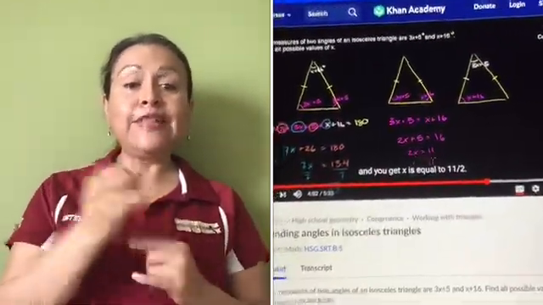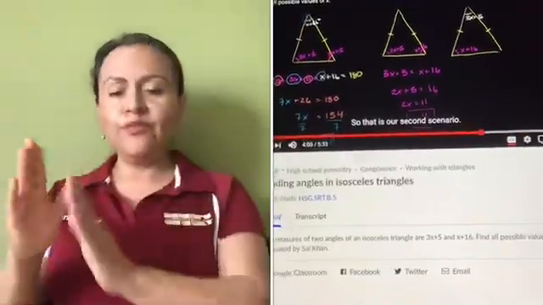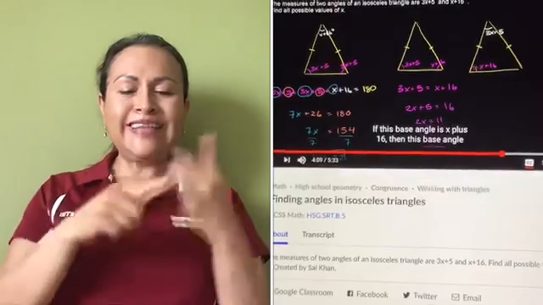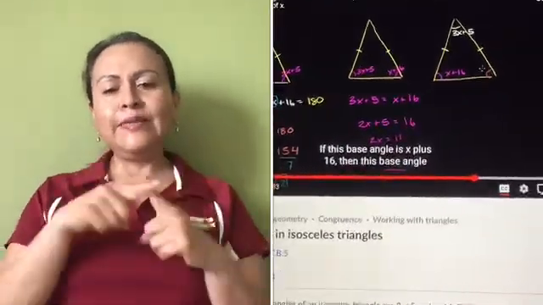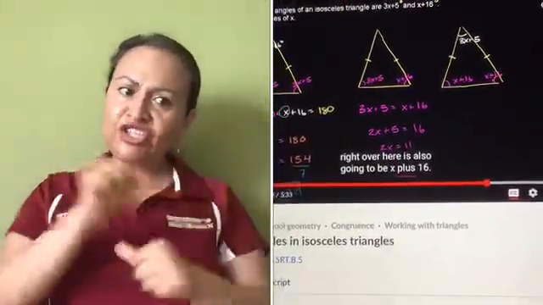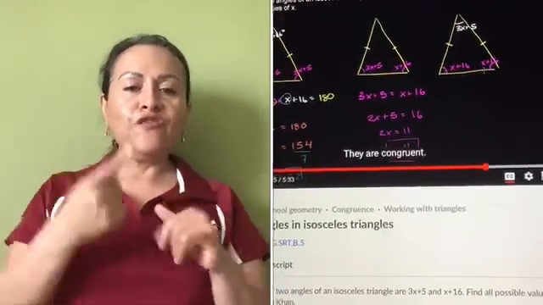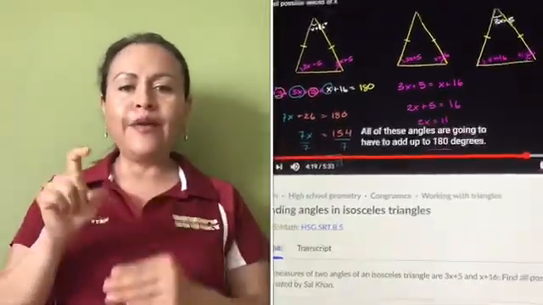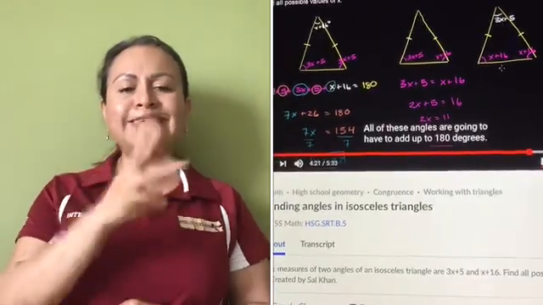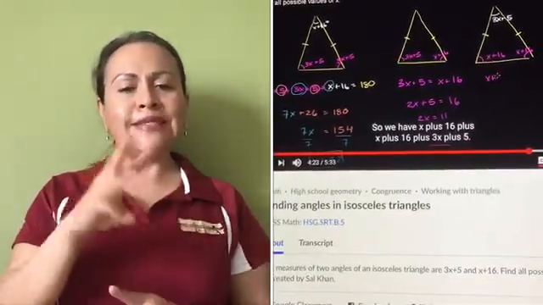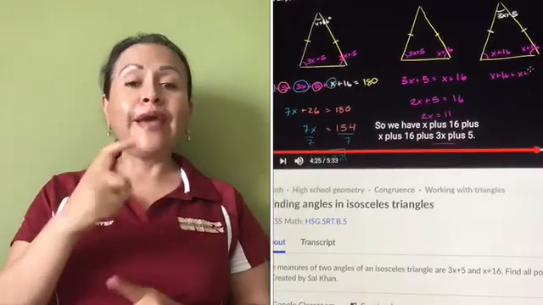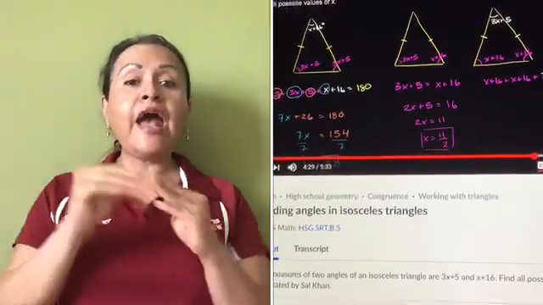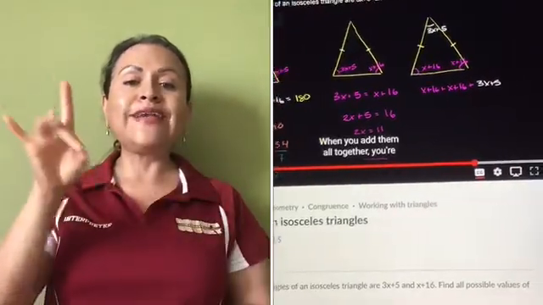And then we do our third scenario right over here. If this base angle is x plus 16, then this base angle right over here is also going to be x plus 16. They are congruent. And then we can do the same thing that we did for the first scenario. All of these angles are going to have to add up to 180 degrees. So we have x plus 16 plus x plus 16 plus 3x plus 5. When you add them all together, you're going to get 180 degrees.